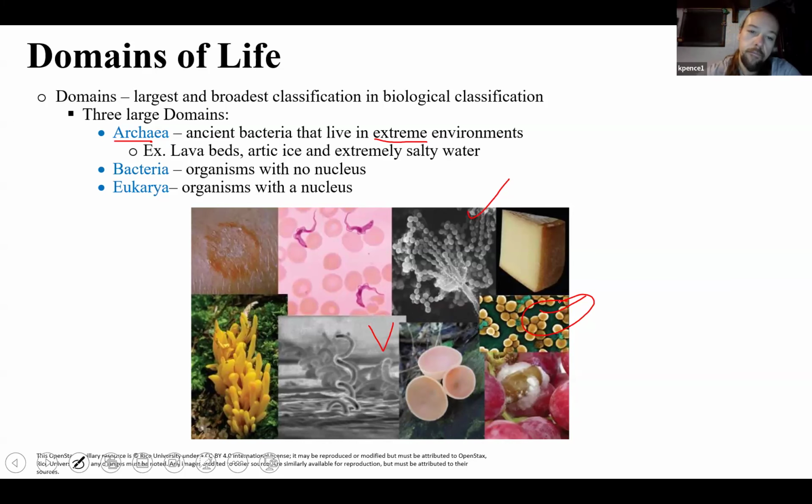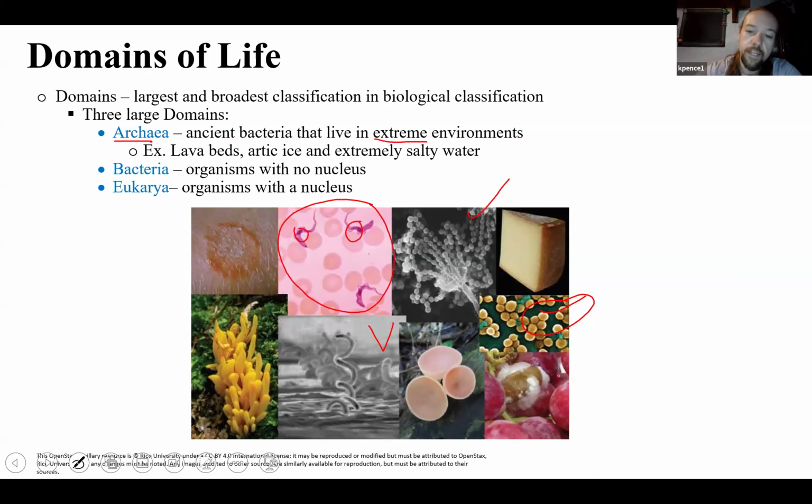Let's see. These guys here, these are eukaryotes. See these little dark spots in the middle there? Those are nuclei. So those aren't bacteria cells. Those are protists, and that is causing the African sleeping disease.